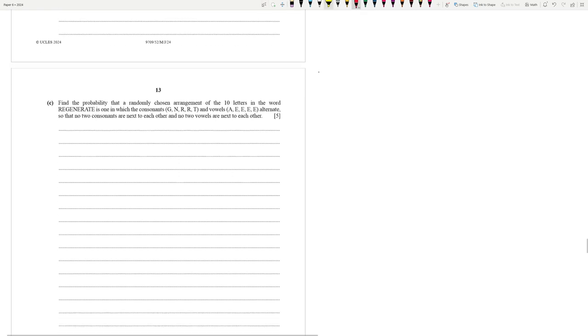Find the probability. Okay, so it's the probability that a randomly chosen arrangement of the letters in the word REGENERATE is one in which the consonants and vowels alternate, so that no two consonants are next to each other and no two vowels are next to each other. Okay, so it's 4 E's, right? And we have A, N, T and 2 R's. So what are the consonants here? Consonants, vowels. The vowels are E, E, E, E, and A. And over here we have R, R, G, and T.